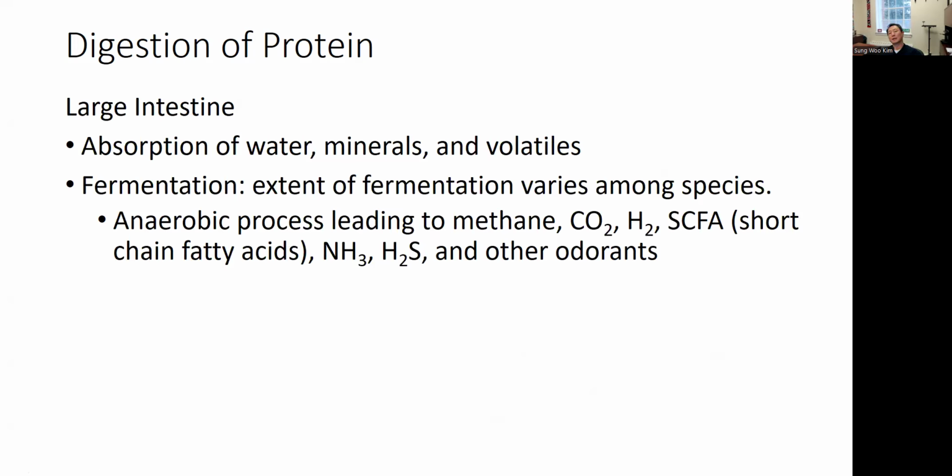Okay, now we talked about what happens in the small intestine. Now we can move to the large intestine. In general, all the undigested matter from the small intestine will be moved to the large intestine, and that's where the water will be absorbed, removed, recycled, and also some minerals can be absorbed through the large intestine, and some small volatile compounds like acetic acid or propionic acid can be absorbed through the large intestine as well.